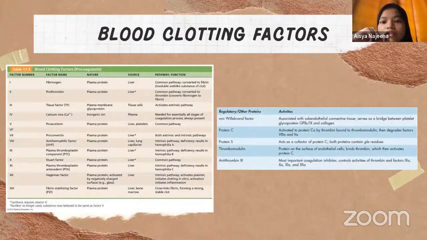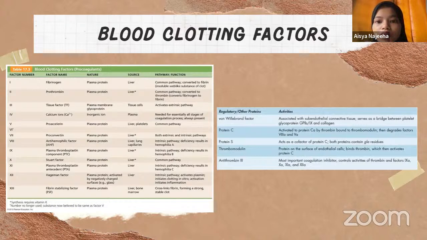Next is anti-hemophilic factor. Its nature is plasma protein and its source is the liver and lung capillaries. It is involved in the intrinsic pathway. Deficiency of this factor will result in hemophilia A. The next one is plasma thromboplastin component, PTC. Its nature is plasma protein and it is from the liver. It is involved in the intrinsic pathway, and its deficiency will result in hemophilia B.